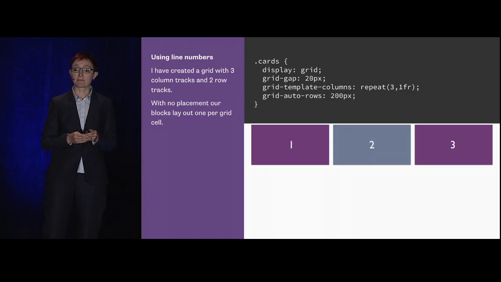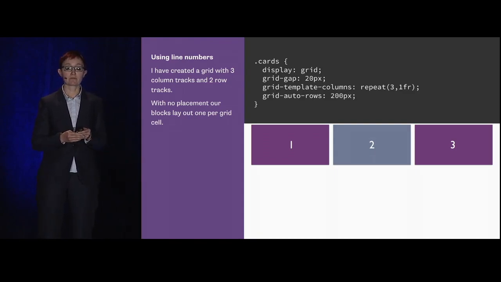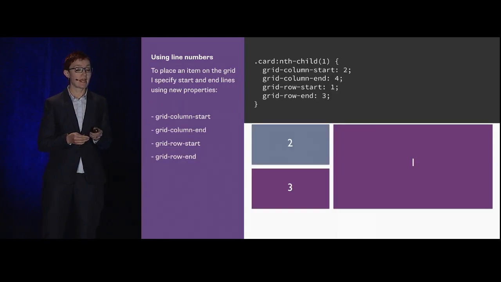So here I'm using that repeat syntax. I'm creating this 3-column track grid. I can then position my cards on the grid. So I'm dealing with that first item, and I'm starting at column line 2 and ending at column line 4, starting at row line 1 and ending at row line 3. And so that places that item and stretches it over a larger grid area.